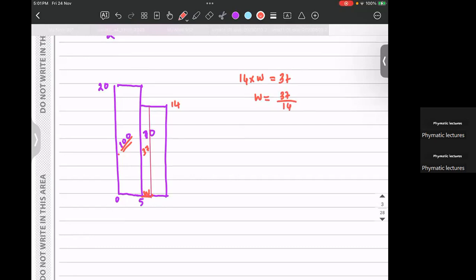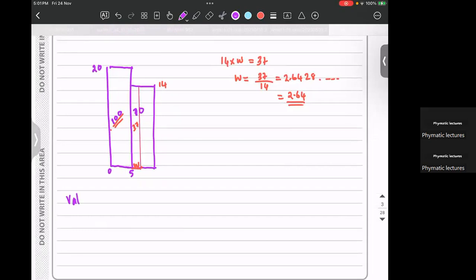Now take your calculator and tell me what is this value, 37 upon 14. I'm giving you some time. So what is that value? Is it 2.6428 something? It goes on like this. If you're rounding to 2 decimal places, we can say it is 2.64. So that means this width is 2.64.